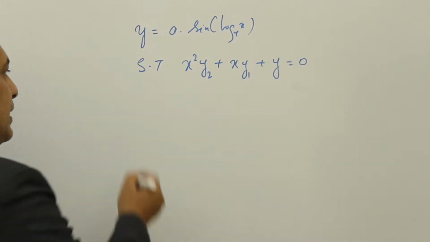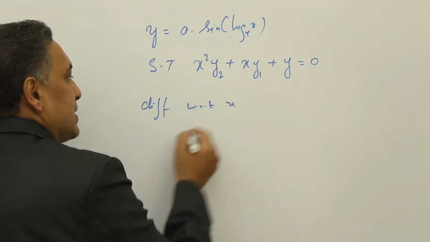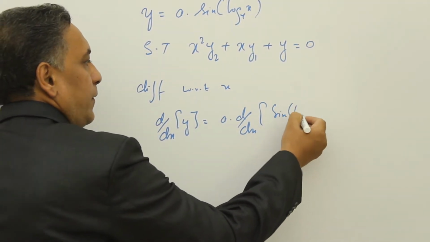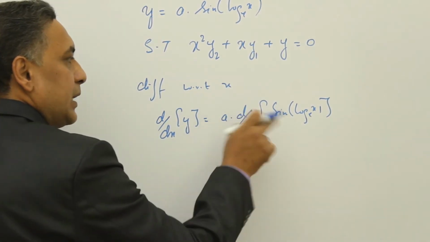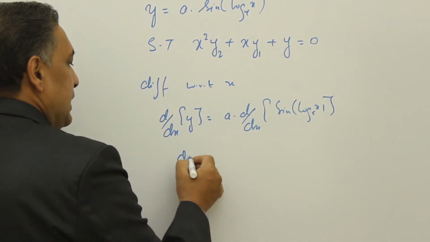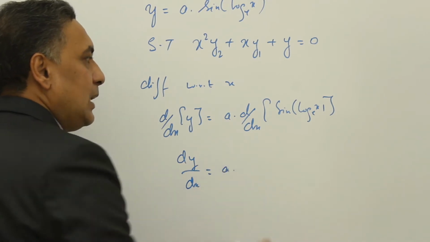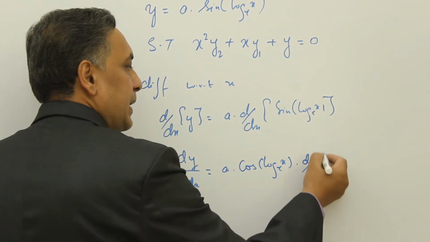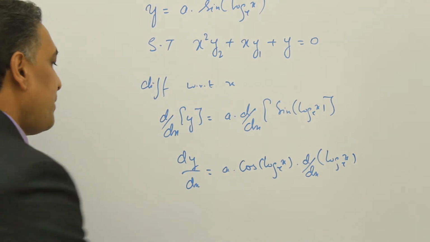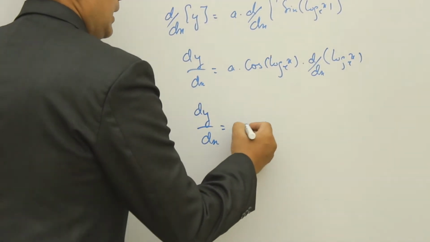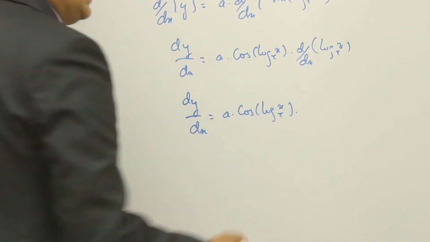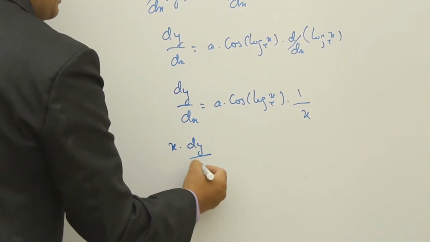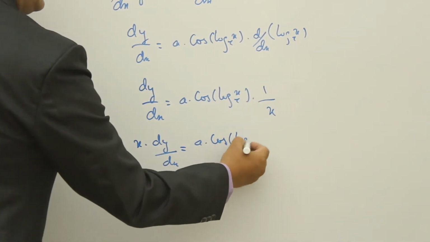So let's differentiate this with respect to x. So you'll be getting d by dx of y equals a into d by dx of sine of log x to base e. So we have taken the constant out and then we are differentiating. So we'll be getting dy by dx is equal to a into differentiation of sine x is nothing but cos x, so it will become cos of log x to base e into chain rule, that is d by dx of log x to base e. So next step, you'll be getting dy by dx is equal to a into cos of log x to base e into differentiation of log x is nothing but 1 by x. So cross multiply that, that is bring this x towards this side, you'll be getting x into dy by dx is equal to a into cos of log x to base e.